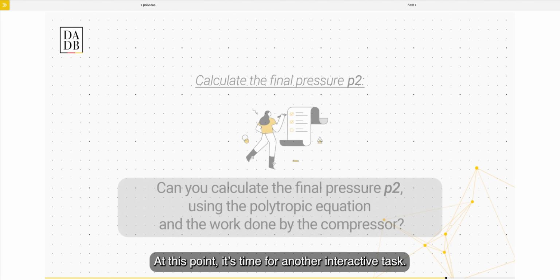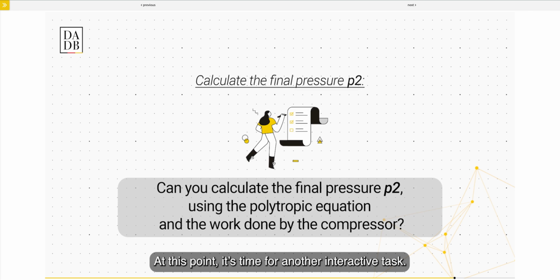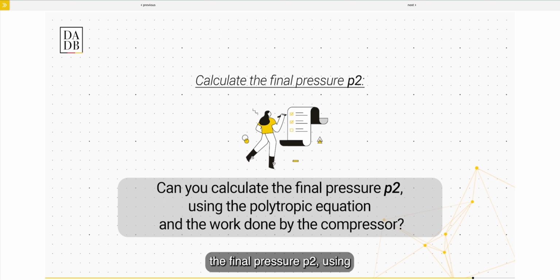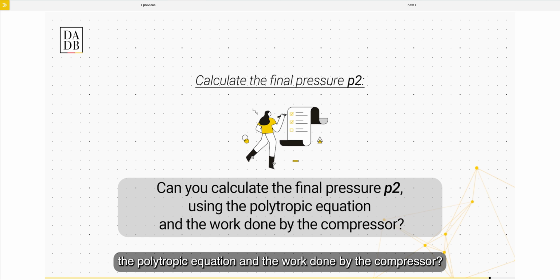At this point, it's time for another interactive task. The question is, can you calculate the final pressure P2 using the polytropic equation and the work done by the compressor?